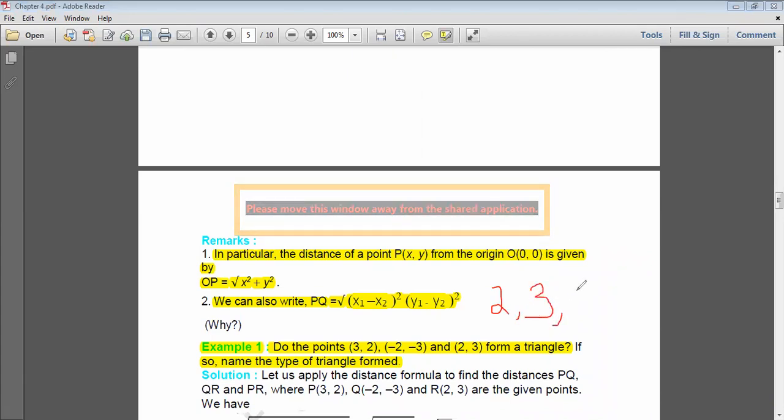See, if I am giving the distances such that two measurements are the same and one is different, like this, can these measurements form a triangle?